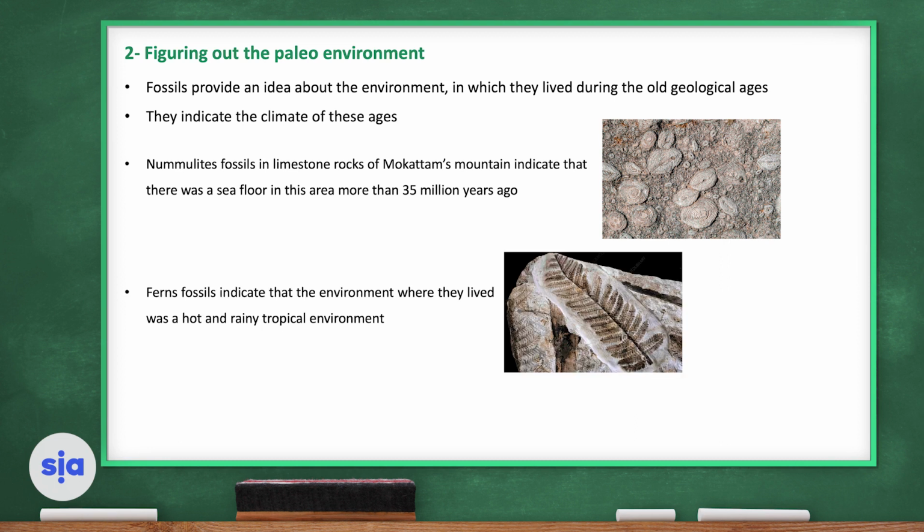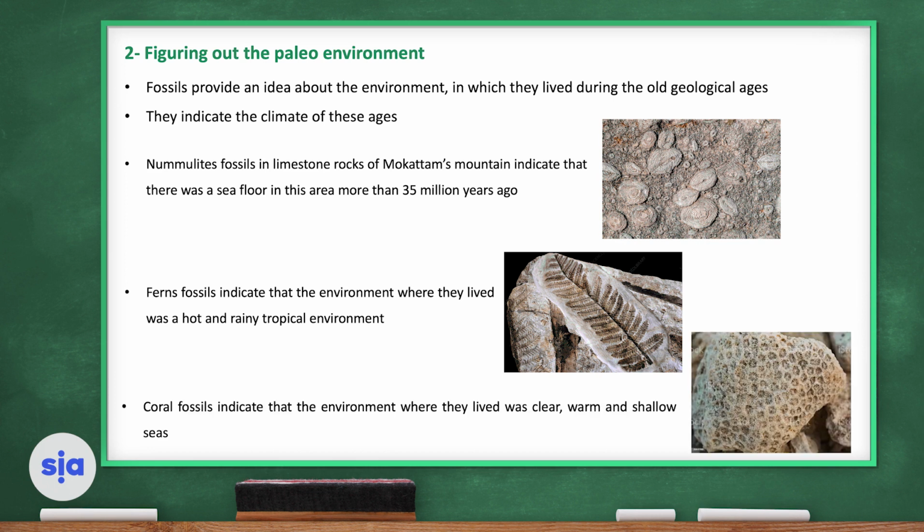Fern fossils, these are ferns, a type of plant. Fern fossils indicate that the environment where they lived was a hot and rainy tropical environment. Coral fossils indicate that the environment where they lived was clear, warm, and shallow seas.